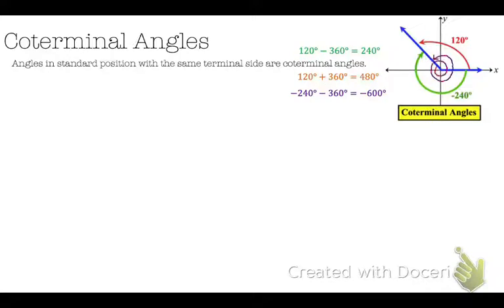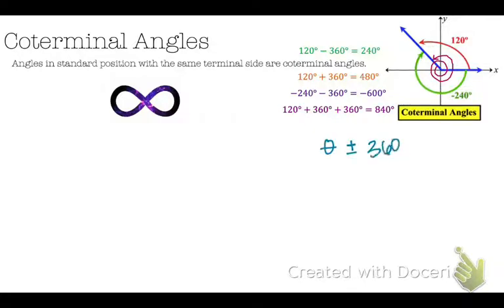So notice all I'm doing is adding 360. So if I do 120 plus 360 plus 360, I get to 840. That is another coterminal angle. So to find coterminal angles, you just add or subtract 360, which means that there are infinite coterminal angles. We could find an infinite number of coterminal angles. To find the coterminal angles, you take your angle measure, which we'll just call theta, and you add or subtract 360 times n, where n is a whole number greater than or equal to 1.